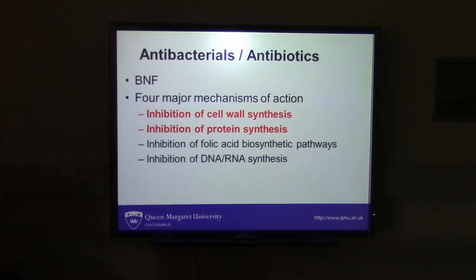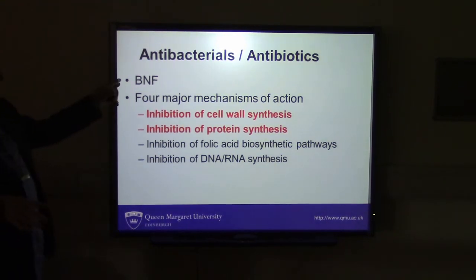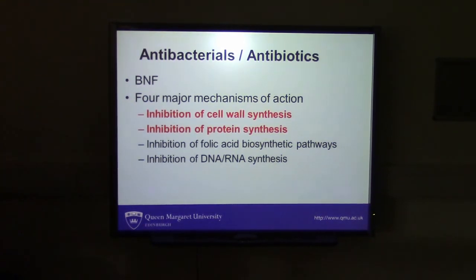So what you want to do, if you've not done this already, is get yourself onto the BNF, the British National Formulary, and when you search under the terms antibacterial or antibiotic, you will see the full list of drugs that are currently being prescribed within the UK. There are 4 main mechanisms of action that these drugs have. We're not going to go through them all. We're going to focus on 2 specific types that relate to the 2 most common antibiotic medications that you're likely to become involved with.